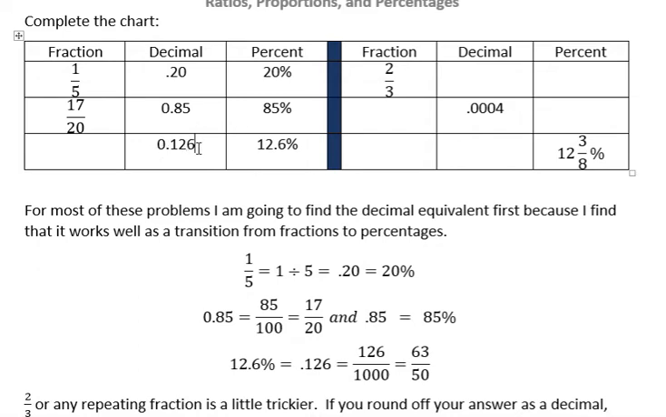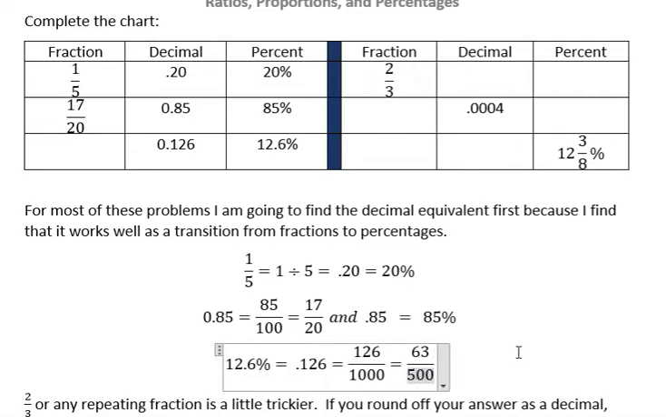And now to change that into a fraction, I'm going to take that 126 and put it on top. Notice I have 3 decimal places, so I'm going to put 3 zeros under it, or 1,000. And then I divide both top and bottom by, that's probably not 50, that's probably 500. I think I left a 0 off there, to get 63 over 500. And that would be what that is as a fraction. So as a decimal, as a fraction, and as a percent.